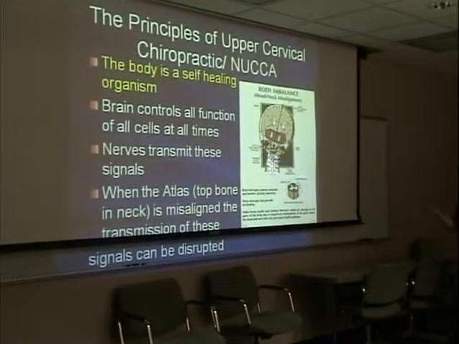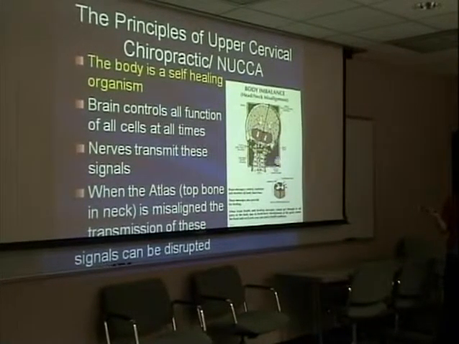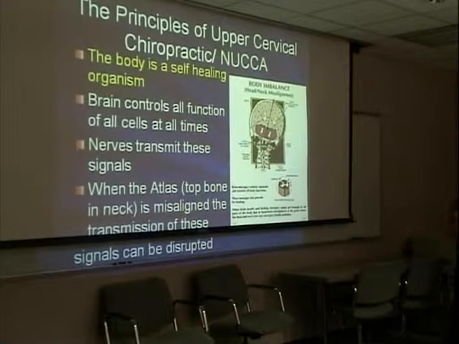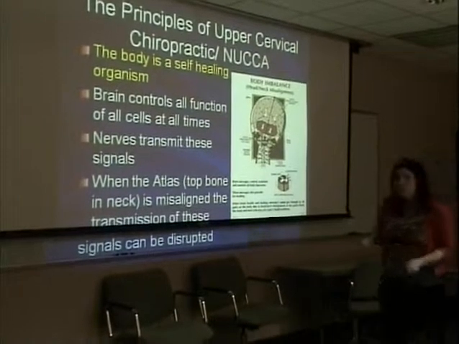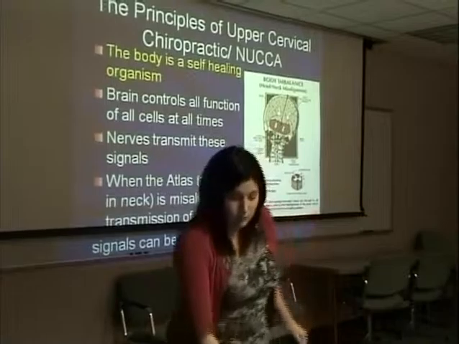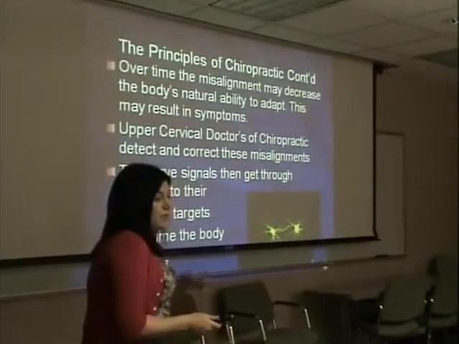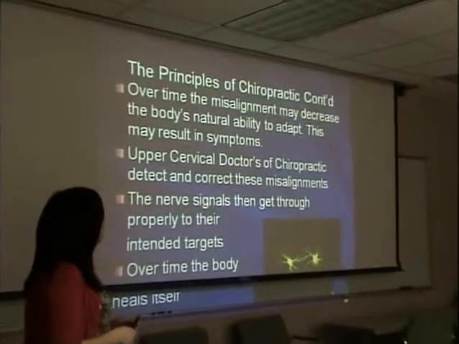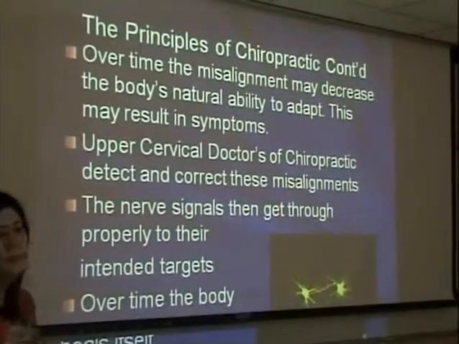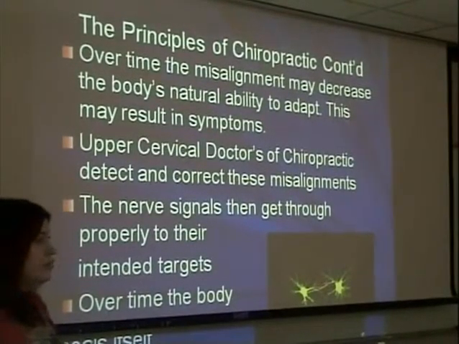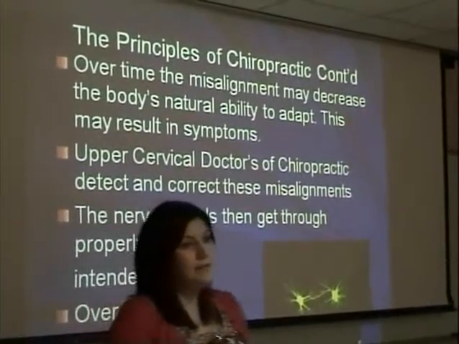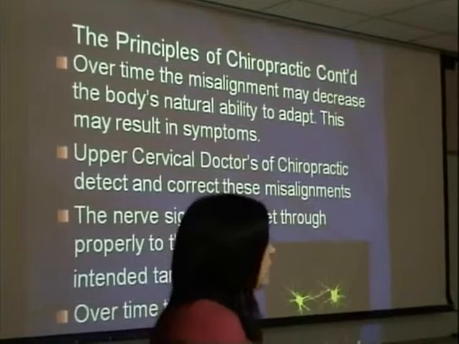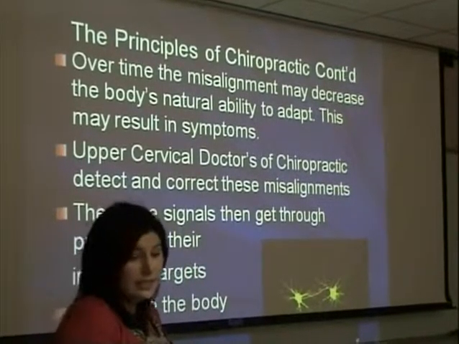So that's why it's so important that we check this area, and if you have not had success, to get this area checked, because it could be an atlas subluxation misalignment. Okay? So let's go on here. So the principles of chiropractic, I probably covered a lot of this. Over time, misalignments may decrease the body's ability to adapt, and this may result in symptoms. That's absolutely true. When your body's out of alignment, it doesn't have the ability to adapt. A more adaptable body has more healing potential. The longer it's been there, the longer it takes to heal.